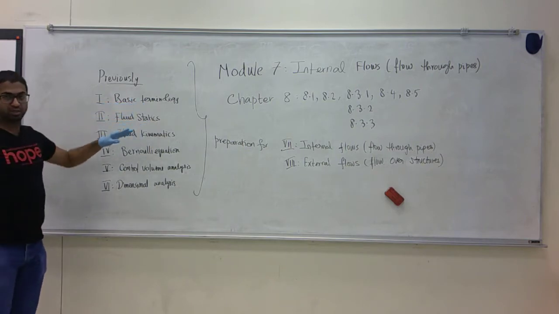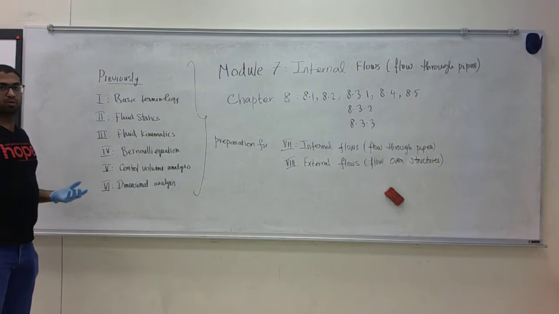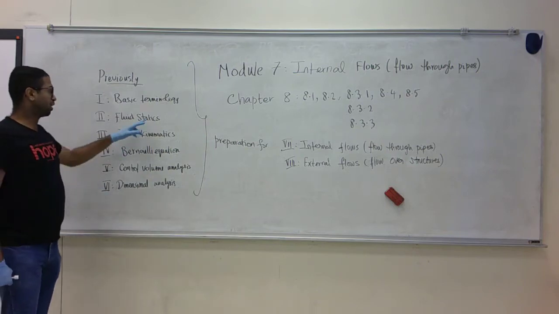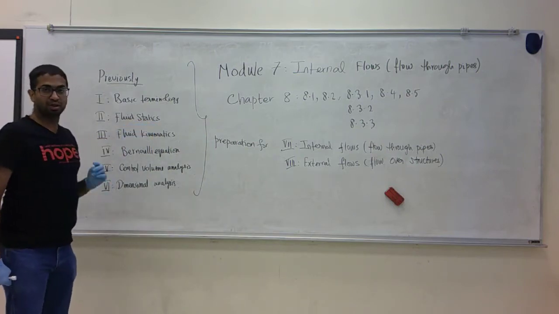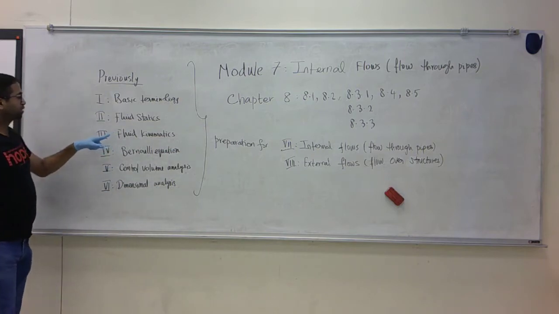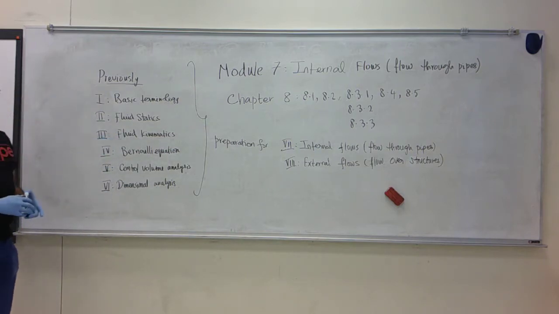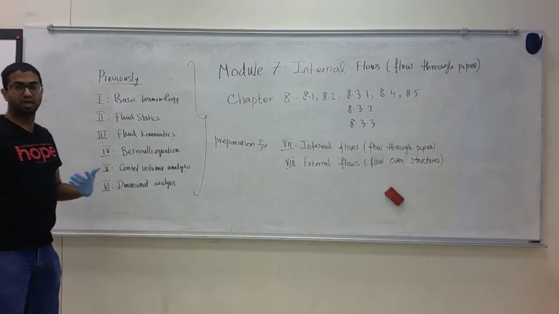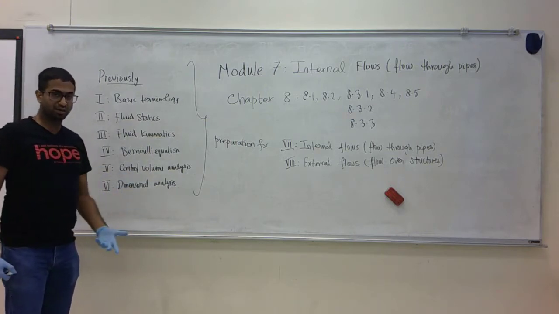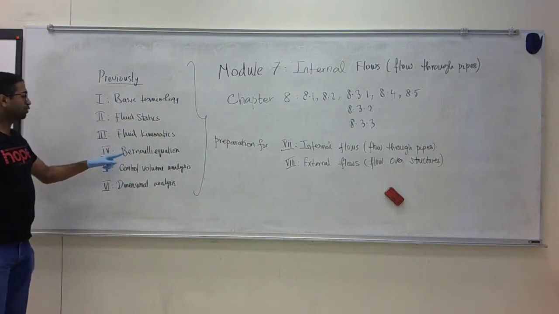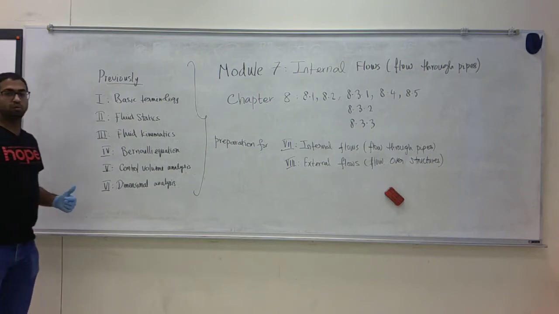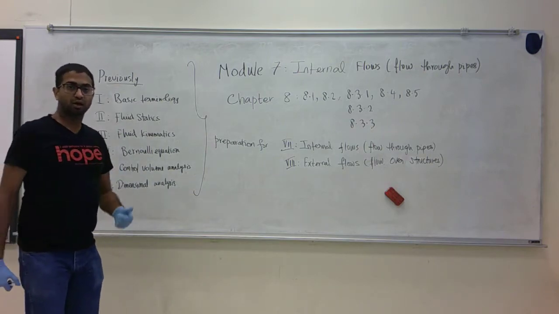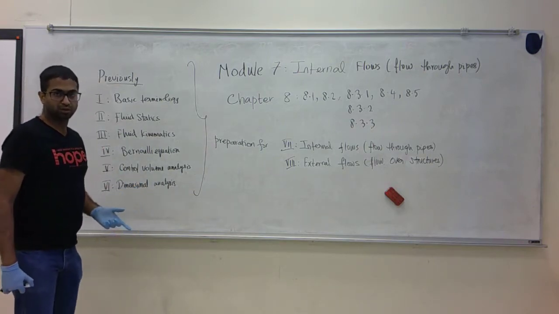Now, in the course so far, we have covered 6 modules, starting from the basic terminology. We looked at fluid statics in Module 2, where we talked about hydrostatic pressure and how to calculate the forces on submerged surfaces. And then in Module 3, we looked at fluid kinematics. We talked about what is velocity field, what is acceleration, what is the material derivative. And then in Module 4, we looked at the Bernoulli equation, which is an integration of Newton's second law along a streamline or perpendicular to a streamline.